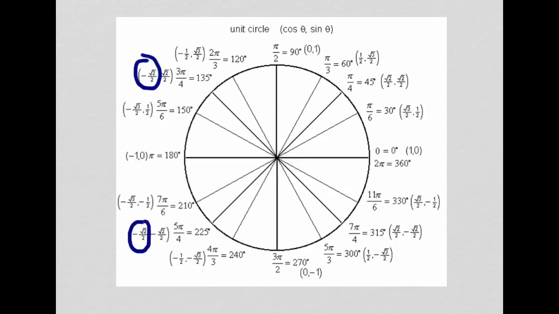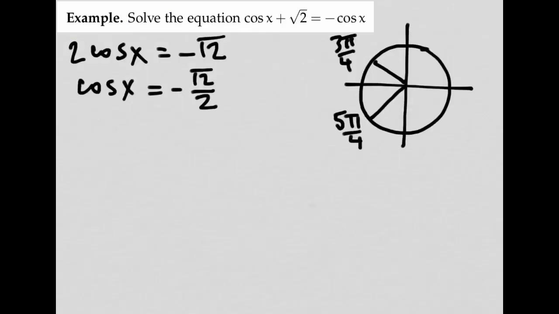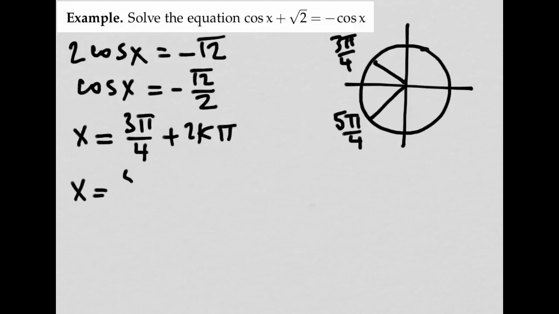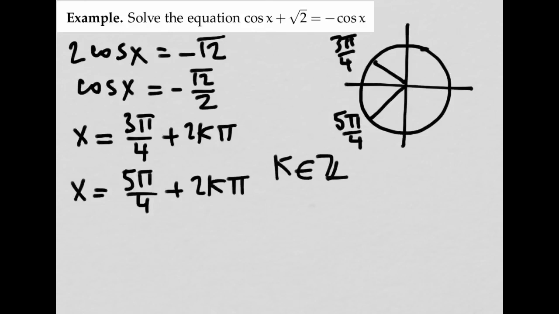So going back to our equation, and keeping in mind that cosine x has a period of 2 pi, we get that the general solution to our given equation is x equals 3 pi over 4 plus 2k pi, or x is 5 pi over 4 plus 2k pi. Of course, k is an integer.